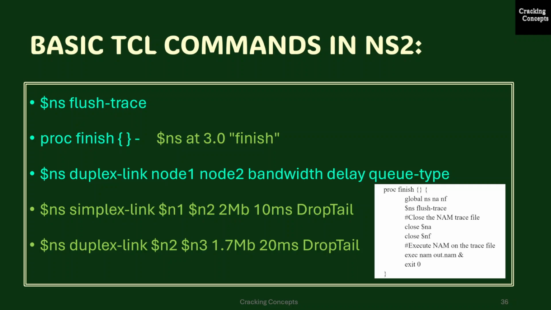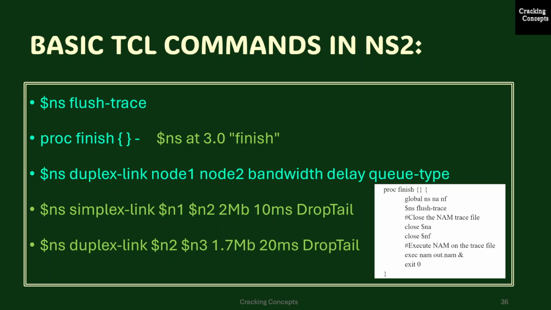The next command $ns duplex-link or simplex-link node1 node2 bandwidth delay queue-type is used to create a simplex or duplex link of specified bandwidth and delay and connects the two specified nodes. In NS2, the output queue of a node is implemented as part of a link. Therefore, the user should specify the queue type while creating the links.